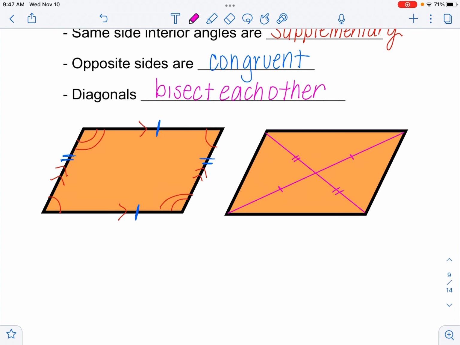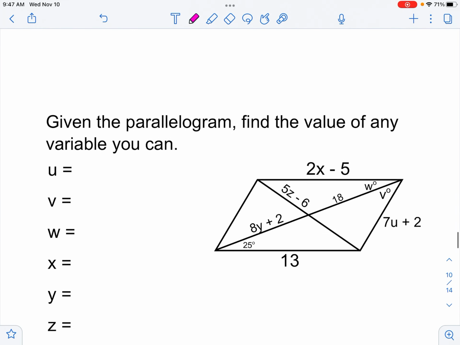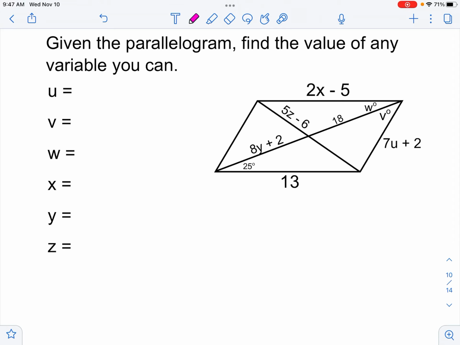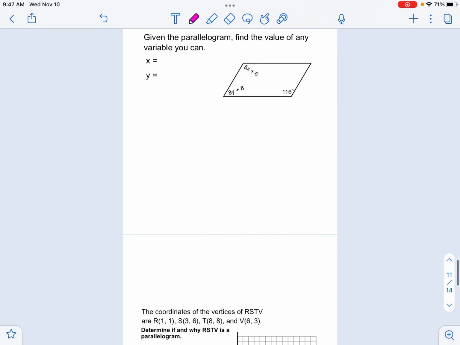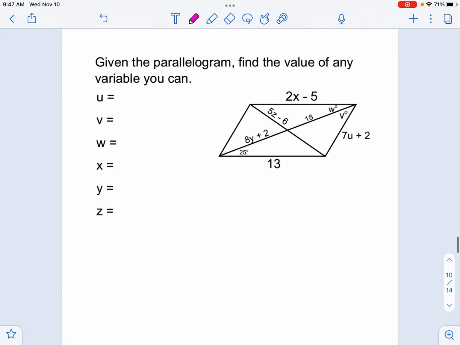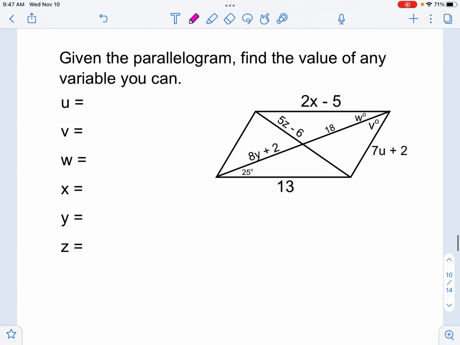All right, so now what we're going to do is use this knowledge to find variables in a diagram. If you notice, some of them have lots going on. Sometimes they don't have a lot going on at all. Okay, so we are going to find any variable that we can. All right, so we'll start with this right here.